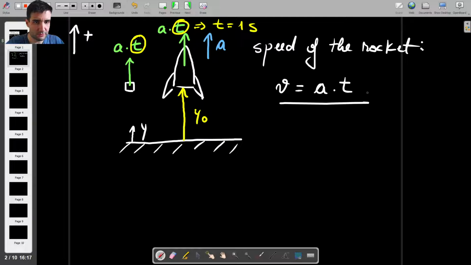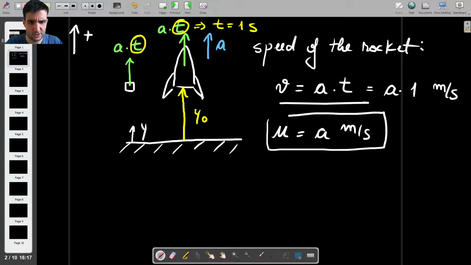Which means that the speed of the rocket here is a times 1 if we put in numbers, and that's going to be in meters per second, and the velocity of the bolt, or the speed of the bolt, is going to be u equals the same thing. So it's a meters per second. It looks like it's acceleration in meters per second, but it's multiplied by 1 second. So one of the seconds cancels out. So we actually get the speed. So we have that the initial speed of the bolt after 1 second, when the bolt falls off from the rocket, is equal to this.